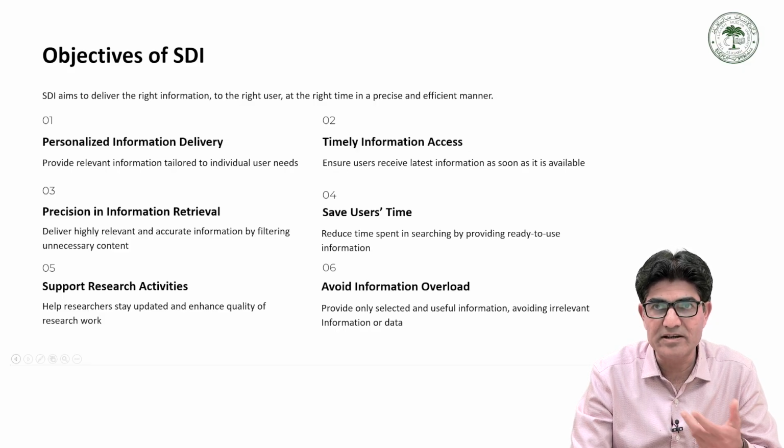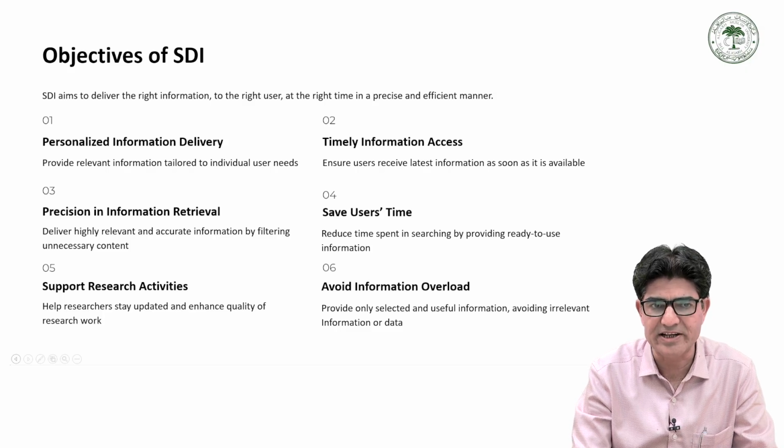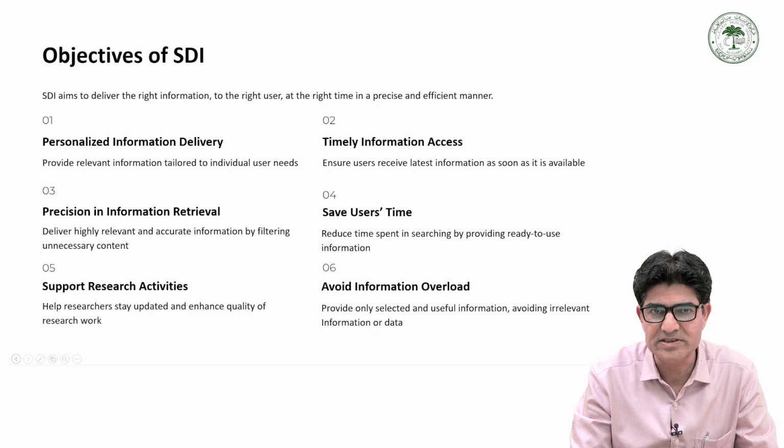And there are certain specific objectives of the SDI, for example, personalized information delivery. So this service is meant for providing relevant information which is tailored to the individual user needs. So this is a highly personal service. Another important objective is to ensure users receive the latest information as soon as it is available. So that is very timely information access provision, where information may be intimated timely. As soon as a new development happens in a particular area, this needs to be intimated to the users.